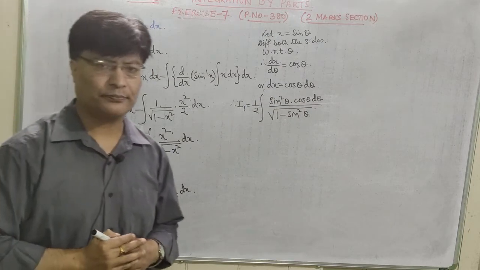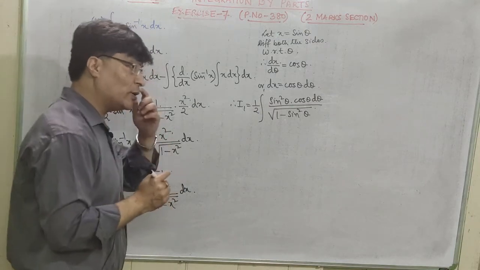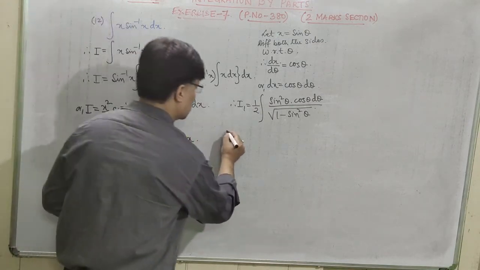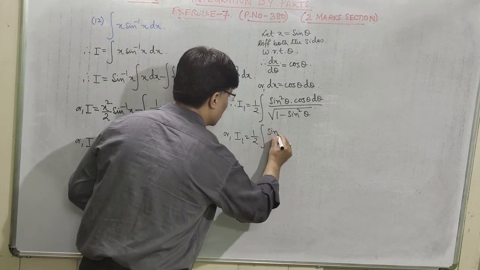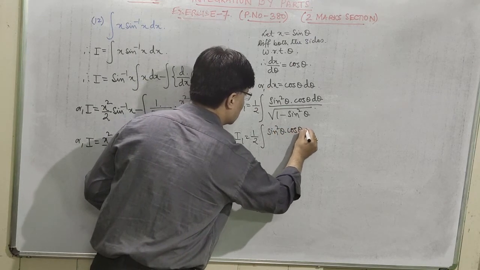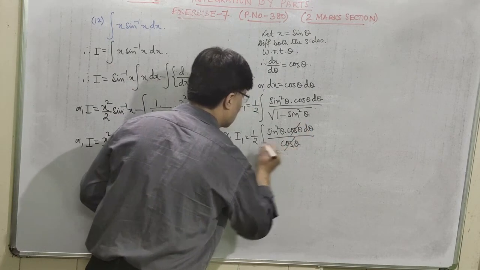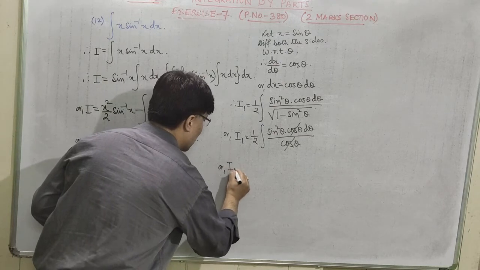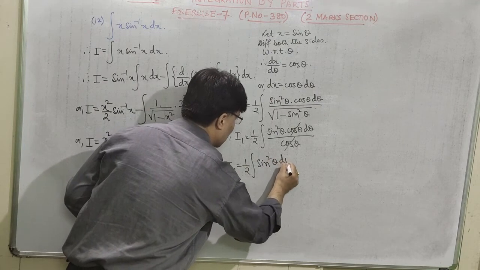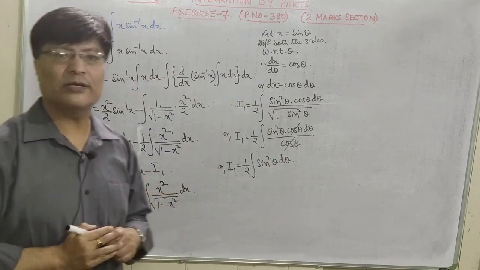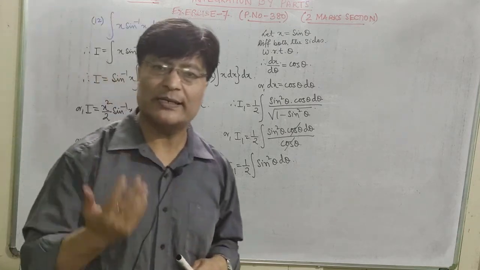Is that clear now? So now let us simplify it before integration. Okay. So within square root 1 minus sine square theta, what is the formula? It is cos theta, right? So I1 is equal to half integration of sine square theta cos theta d theta divided by cos theta. So here cos theta gets cancelled. So I1 is equal to half integration of sine square theta d theta. So I think you have understood it. Okay. So now you know the method how to integrate sine square theta d theta.